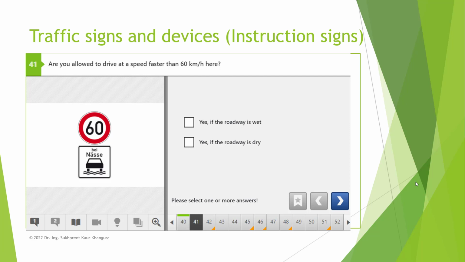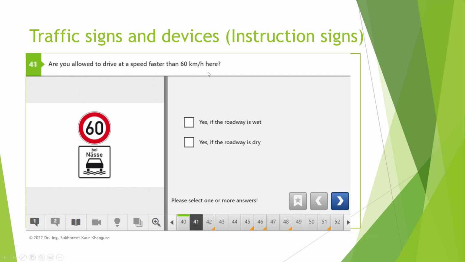Are you allowed to drive at a speed faster than 60 km per hour? So now we see a red circle and then there is a 60, which means permissible maximum speed. But what else do we see? Rain, so whenever it's rainy, it's wet, yeah? So are you allowed to drive at a speed faster than 60 km per hour?